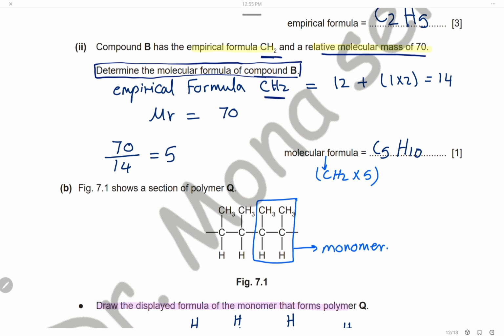The empirical formula is CH2, so we will first calculate the mass of the empirical formula. 1 carbon, 12, 2 hydrogen means 2, so the mass of the empirical formula is 14, and we know that the mass of the molecular formula is 70. We want to know how many times the molecular formula is greater than the empirical formula, so we will divide 70 by 14, it's 5. So the molecular formula is 5 times the empirical formula. We will multiply the empirical formula by 5 to get C5H10. This will be the molecular formula.